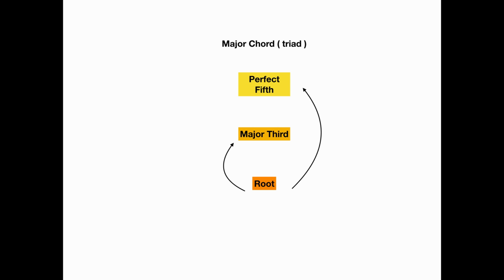An alternative way of thinking about the major triad is to think of it as a major third and a minor third stacked up on top of each other. The interval between the root and the next note is a major third, and the interval between the second note and the third note is a minor third.